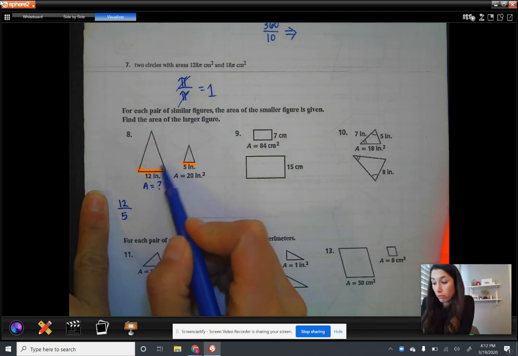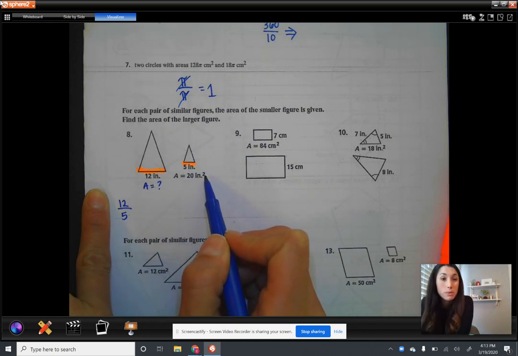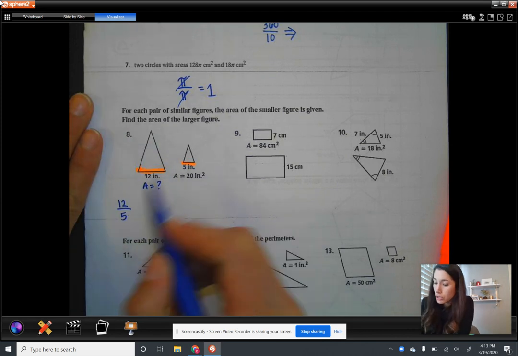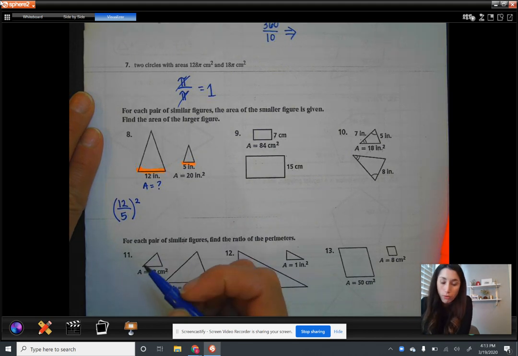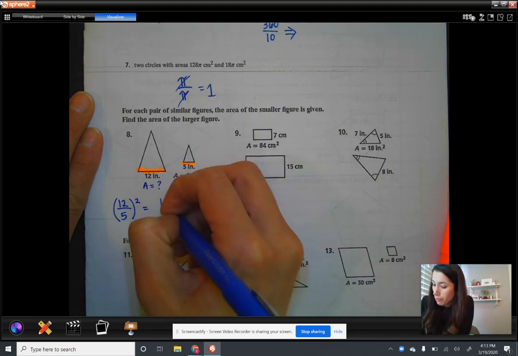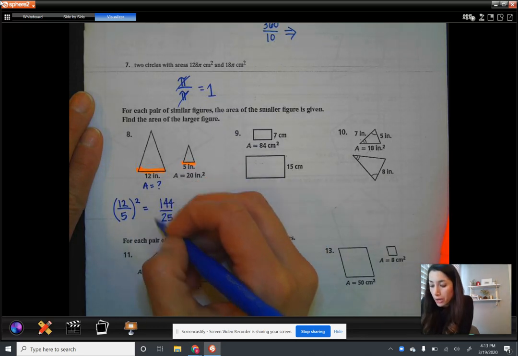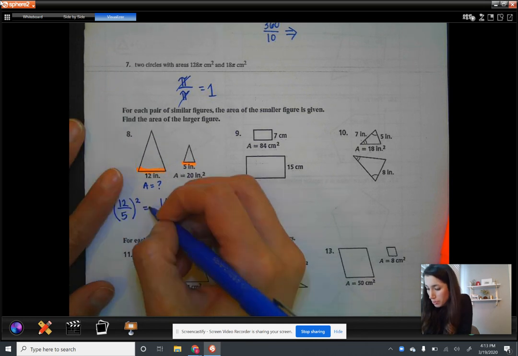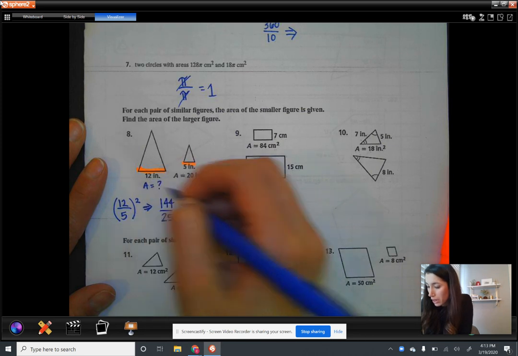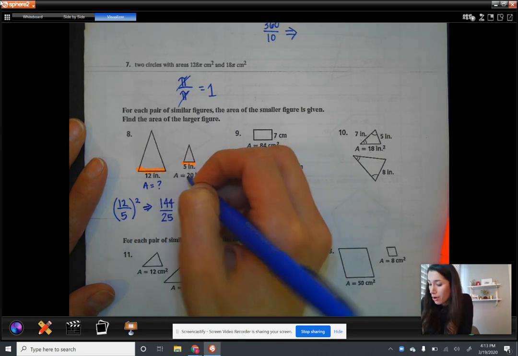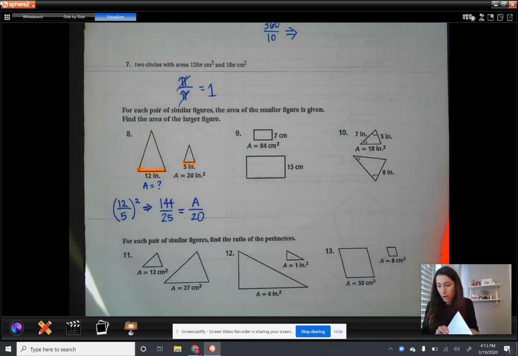So I can't just put 12 over 5 equals A over 20, because that would just be a side length ratio. That's what we did with similar triangles. That won't work. So what I need to do is take this and square it so that it's in the proper ratio format. So this would be 144 over 25. Okay. Now that I have my proper area ratio, I'll just put an arrow here. Now I can set that area ratio equal to whatever this area is. We don't know it. So I'm going to put A over this area here. I'll put 20. And then from here, we can just go ahead and do a cross product.